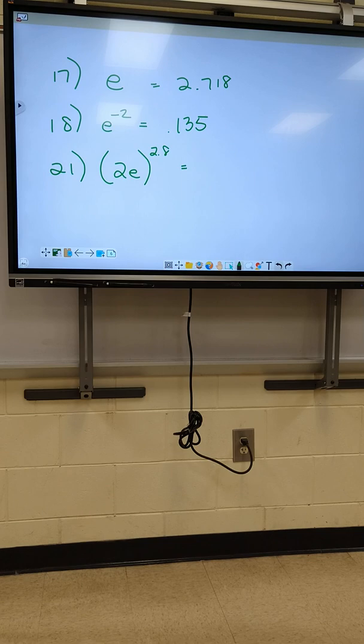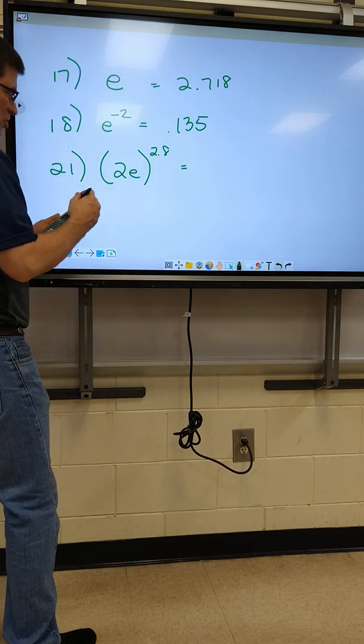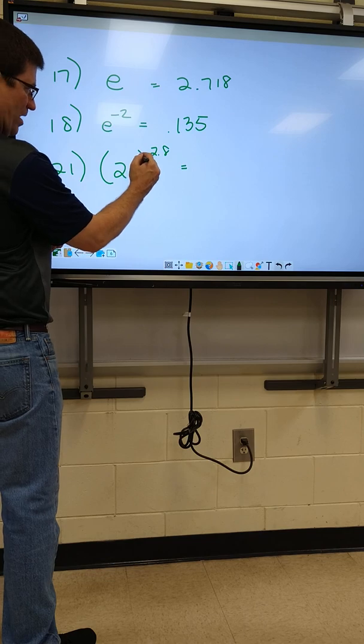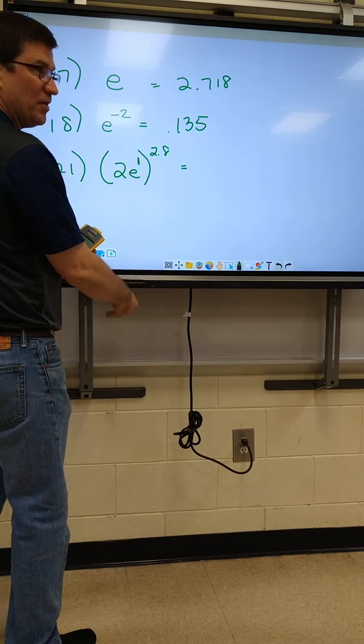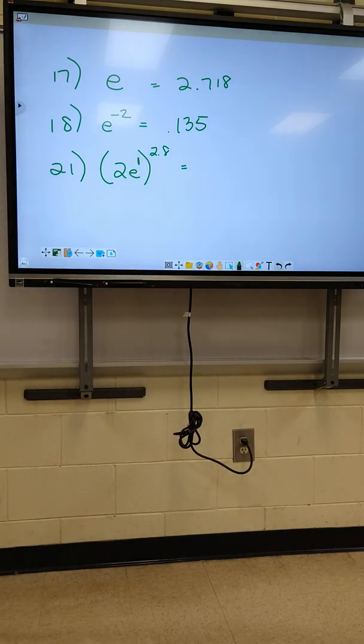Let me look at it. 2 to the E. Wait a second. Yeah, I agree. I think you gotta put a 1. Yeah, when you enter your E, it's got a spot for an exponent. I'm thinking we gotta put a 1 there too. So put a 1 there, then parentheses, and then another parenthesis of another exponent of 2.8.